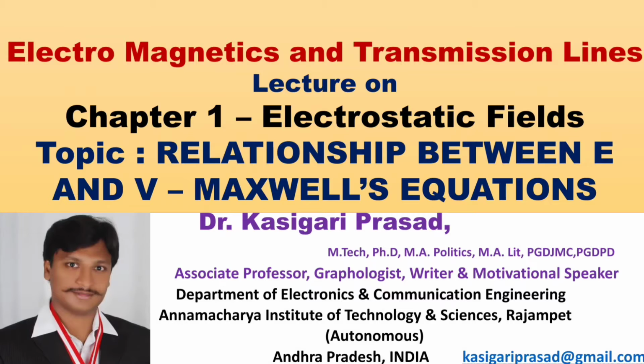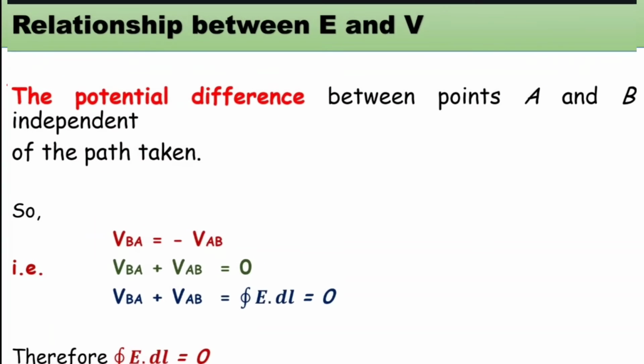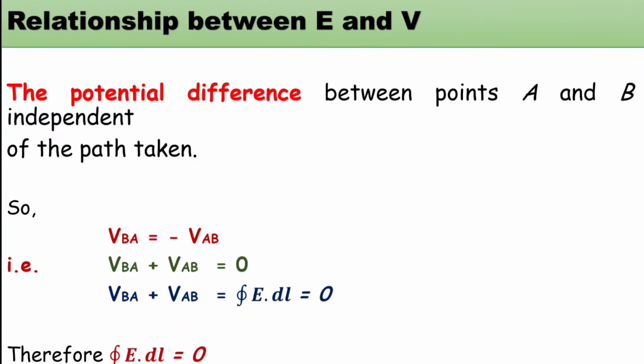Today in this class we would like to discuss the relationship between electric field and electric potential, E and V, and finally we consolidate Maxwell's equations. In this topic let us start the discussion on potential difference between any 2 points. So let us consider 2 points, point A and point B.